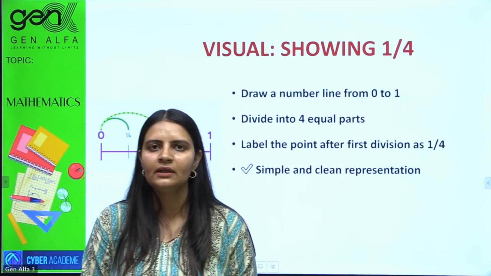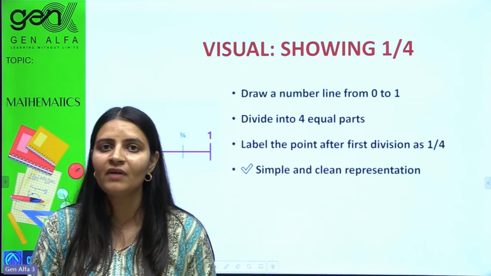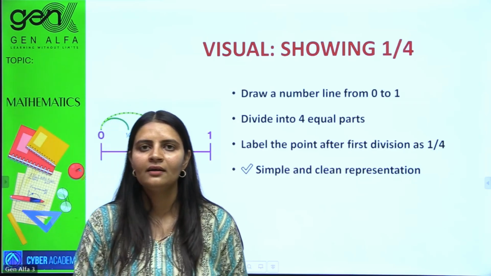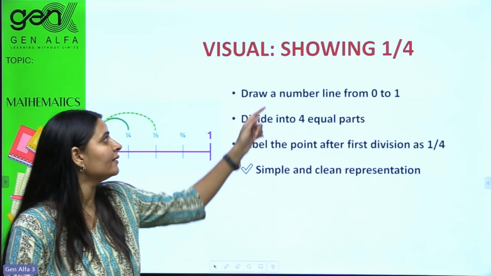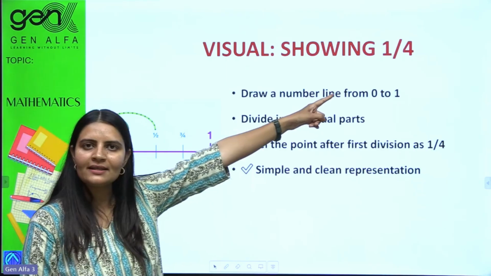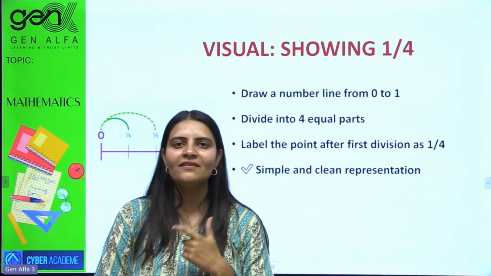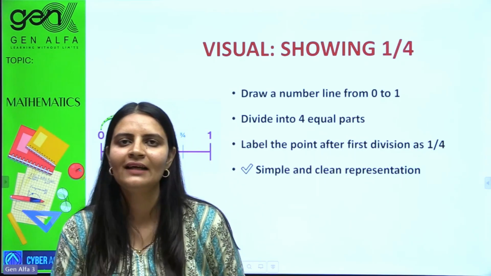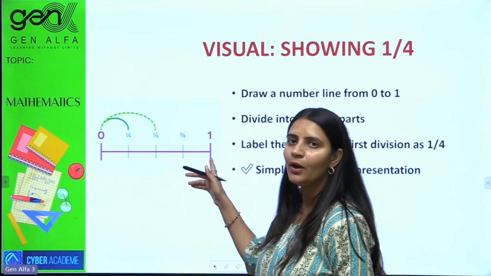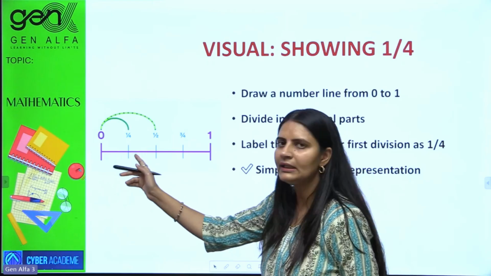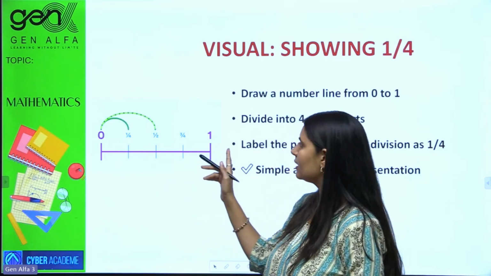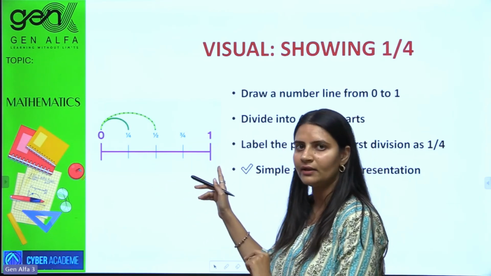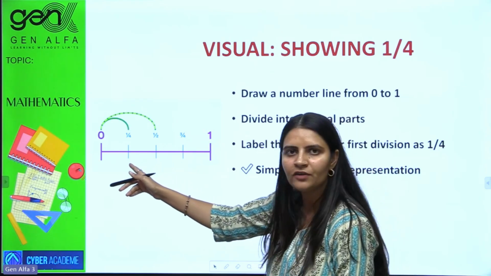Done? How many parts are we going to divide it into? We have to look at the denominator. Denominator is 4. Just divide this segment into 4 parts. And the fourth part would be 1 only. So in between there are 3 parts only, because the fourth part is itself 1. So that would be 1 by 4.